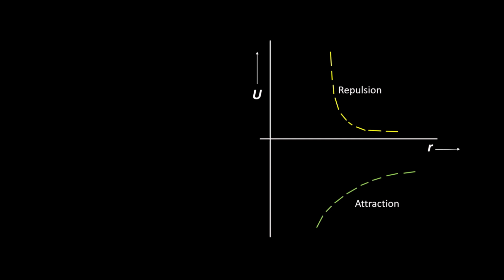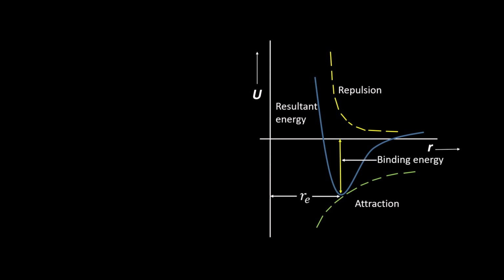So the resultant energy of such a system is plotted as the total energy U of the system against the interatomic separation R, and it exhibits a minimum at the equilibrium separation Re between the atoms. That is, at R equal to Re, the energy has the least value and the bound system is stable. This energy is called the cohesive or binding energy of the molecule.